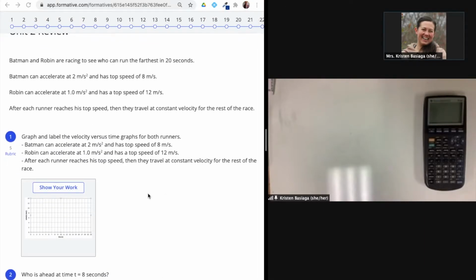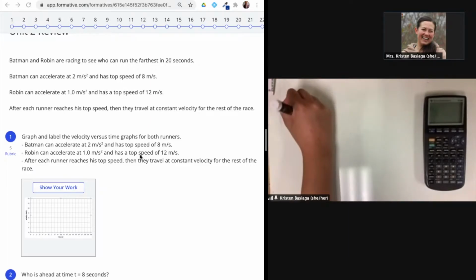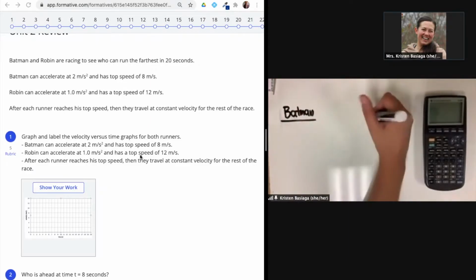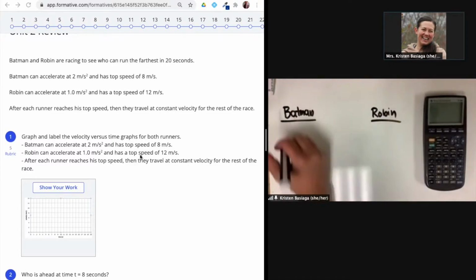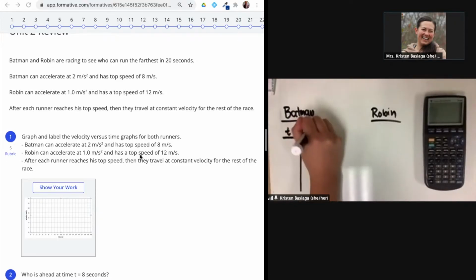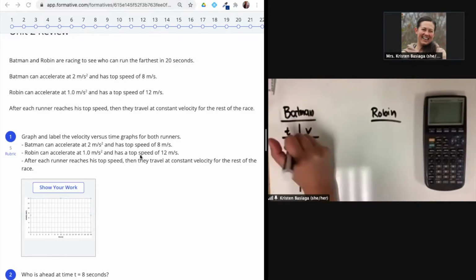For number 1, we want to graph a velocity versus time graph. If you have trouble with these, what I suggest is make yourself a T-chart. So on one hand we have Batman, and on the other we have Robin. Batman starts at rest, and he accelerates with a rate of 2 meters per second every second.